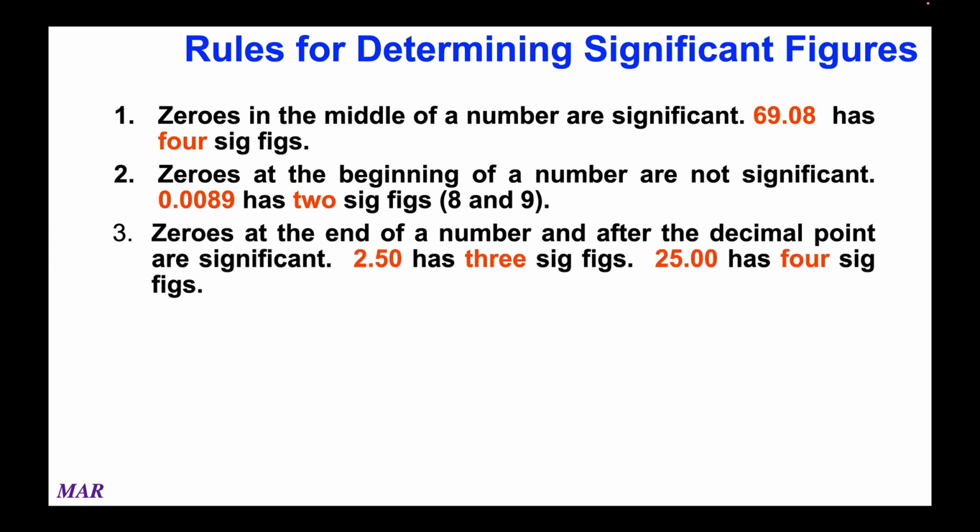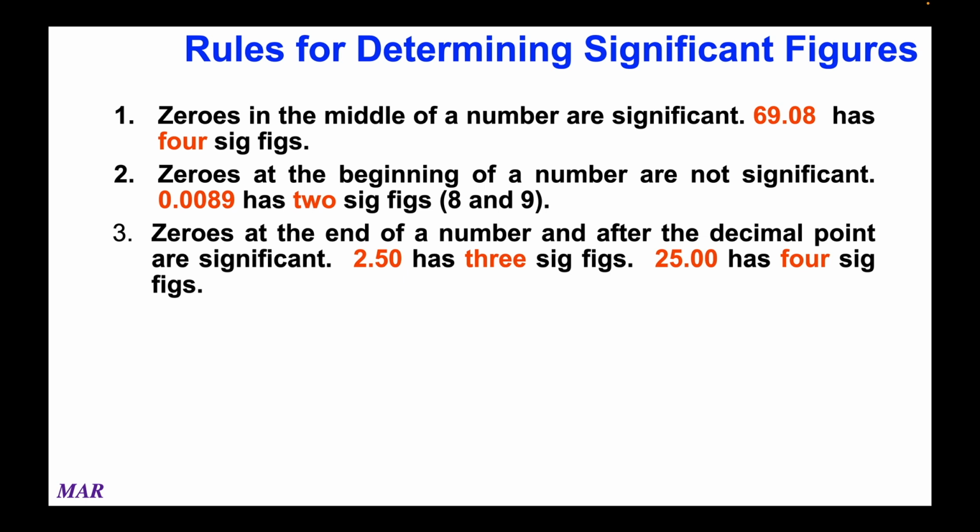Zeros after non-zero numbers get kind of tricky. If the 0 is after the decimal, it usually counts. A way to think about it, 2.50: chemists don't really want to waste a lot of time writing numbers down, so they would write that extra 0 there if it was meaningful, if it was a sig fig. So 2.50 has 3 sig figs. Likewise, 25.00, chemists would rather write 25, but they must have had the precision to the hundredths, so that's why it's 25.00. So 25.00 has 4 sig figs.